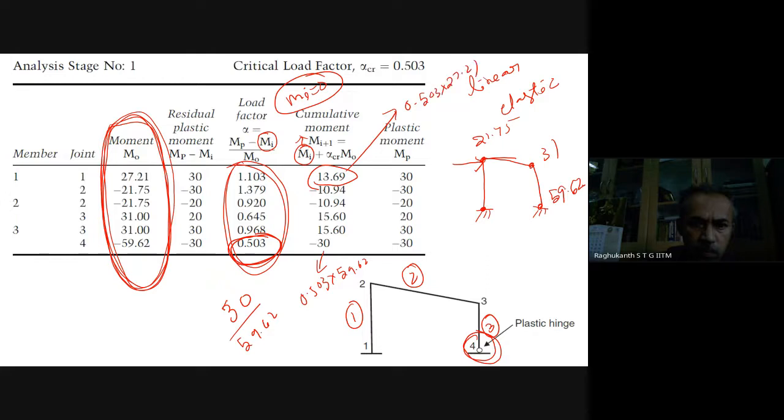Okay, that is this one. Then this is 0.503 into 21.75. Then 0.503 into 51.6 actual. So the load factor is constant. That is the lowest one you have taken. And these are the revised calculations.